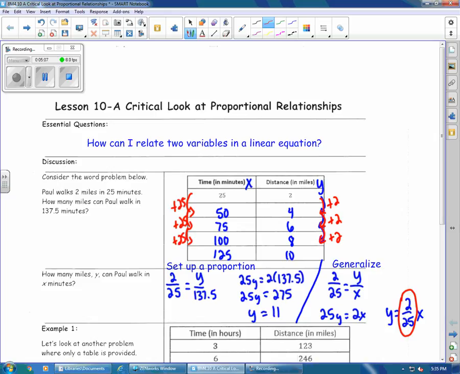each time. 2 over 25, y over x, y over x.